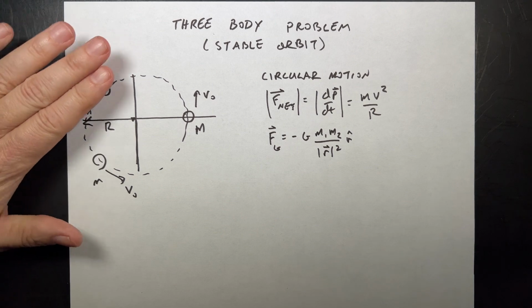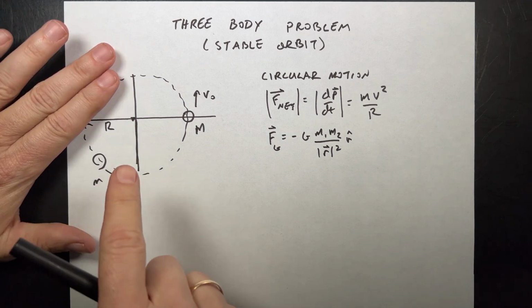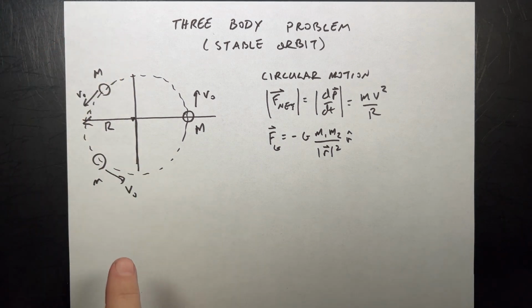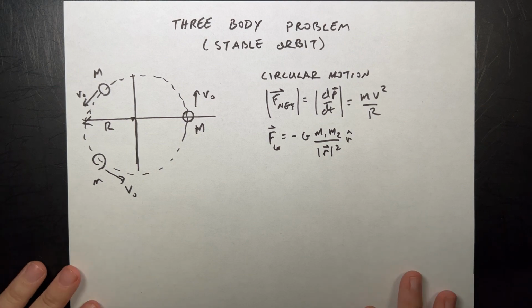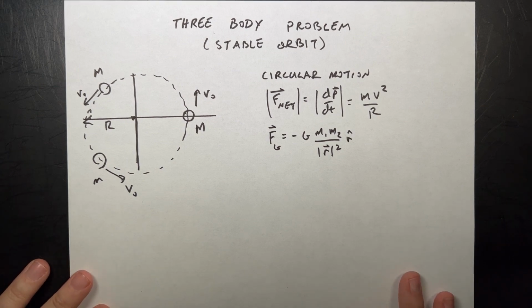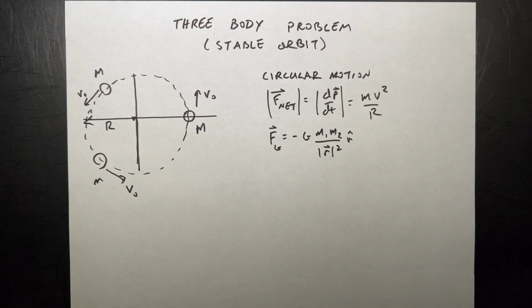Now, if there's only two objects, yes, we can do the two-body problem. And if there's three objects and one of them is very massive, then you can approximate it like that too. But for the three-body problem, you can just solve it numerically, which is pretty fun and not too hard, and I will do that. But this is a special situation of the three-body problem.